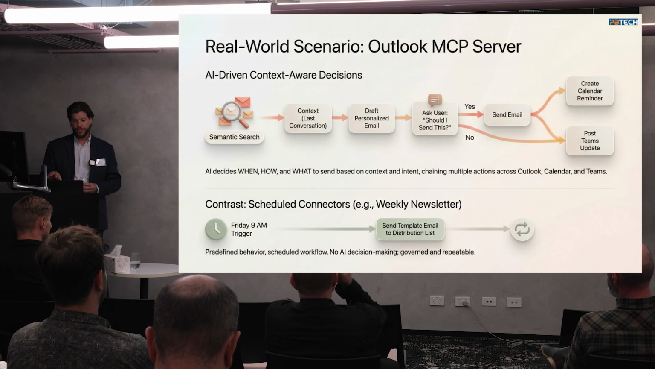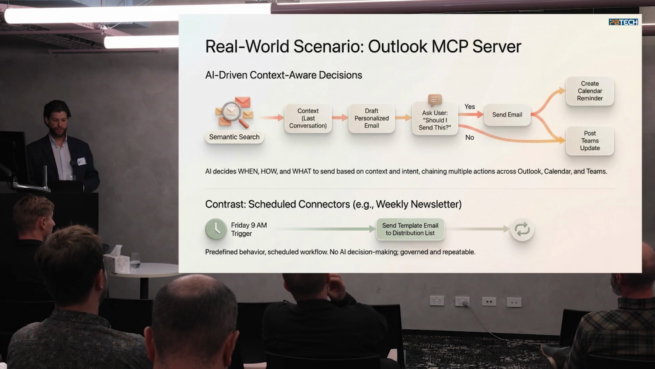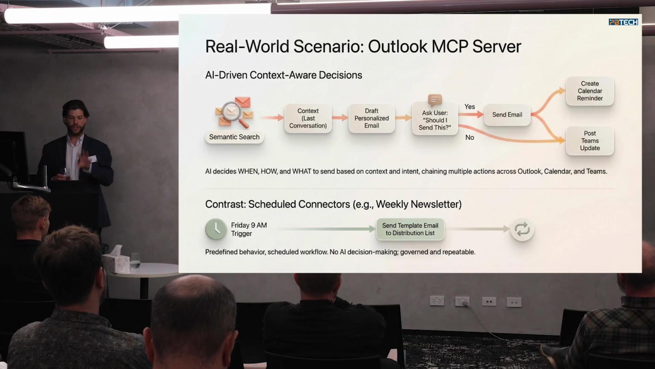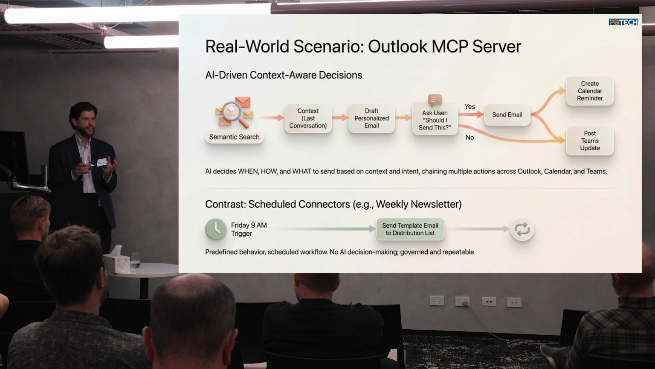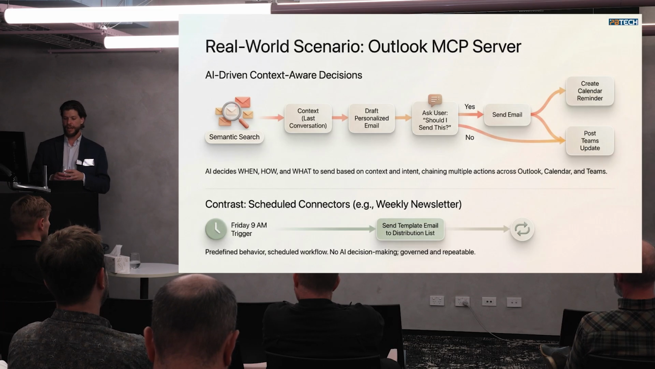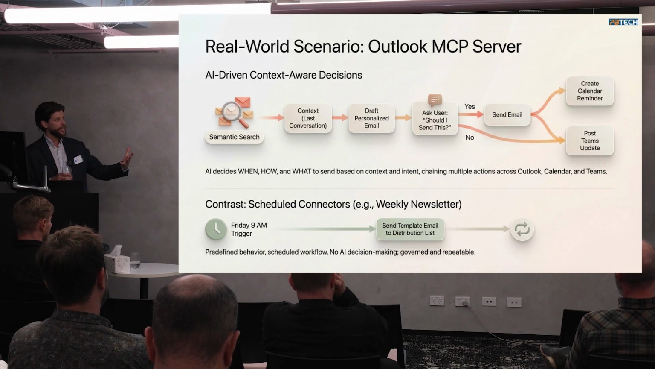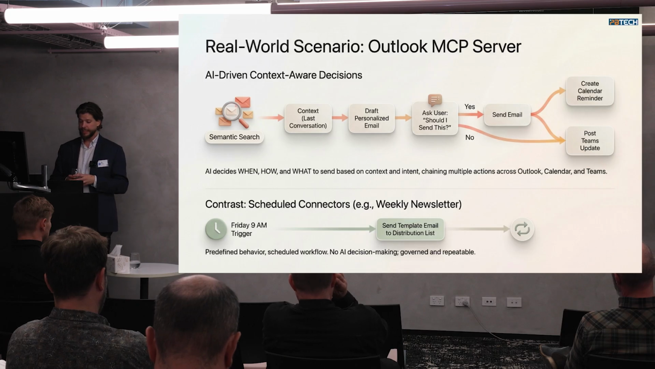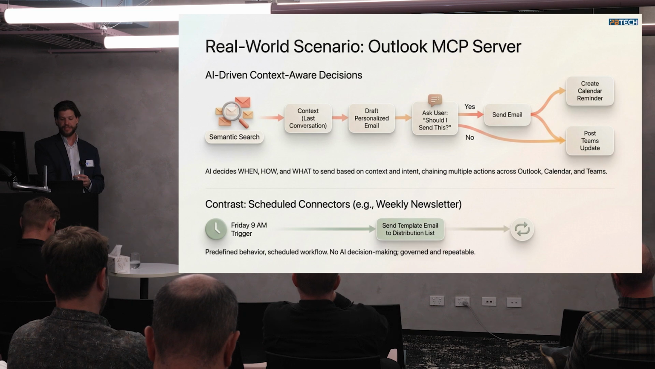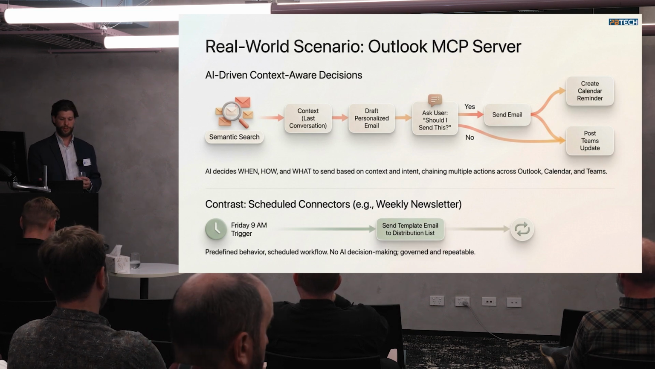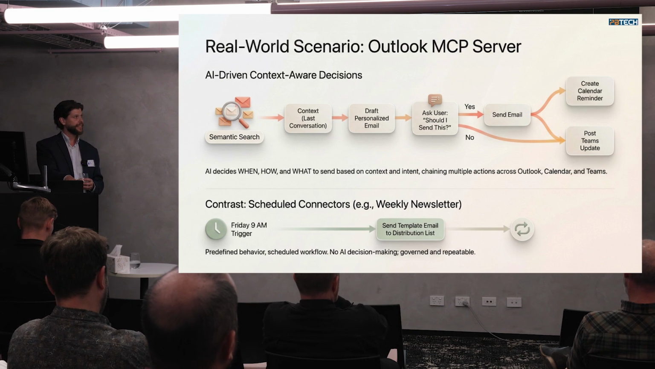Just looking at some real-world scenarios before we get into the practical demo from Craig. So let's look at this through the lens of an Outlook MCP server. An Outlook MCP server unlocks all of the capabilities, read and write operations, creating emails, deleting emails, reading your calendar, scheduling bookings, for example, for meetings. And the beautiful thing about the MCP server is that it can basically interface across Outlook, Calendar, and Teams as well.